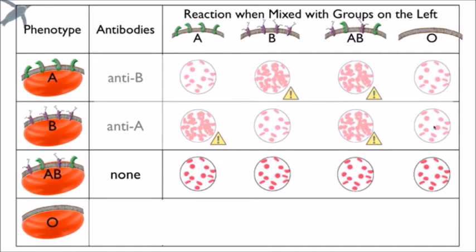What about AB? The AB person has antigens A and B, and so they don't make antibodies against either. So AB blood can be transfused with all 4 blood types because they got it all. What about O?